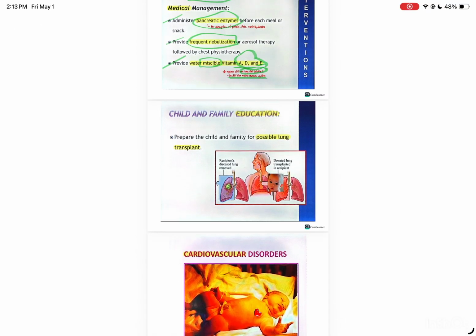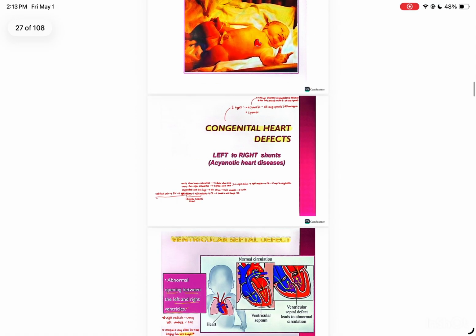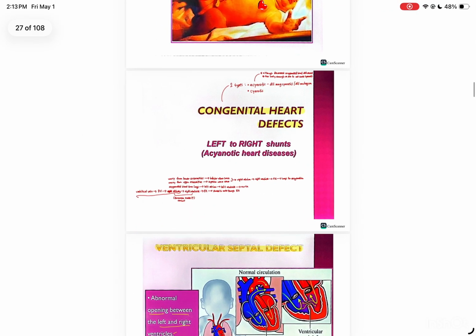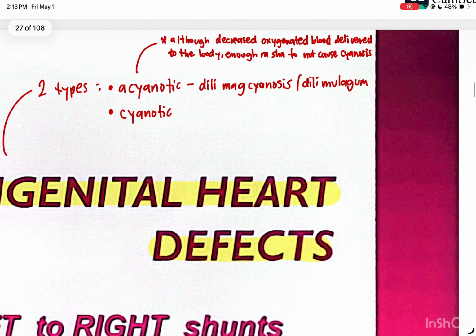Katong cystic fibrosis. So kani meaning sa varices, mga varicose. And unsa man natong i-educate sa family ana, prepare the child for possible lung transplant.